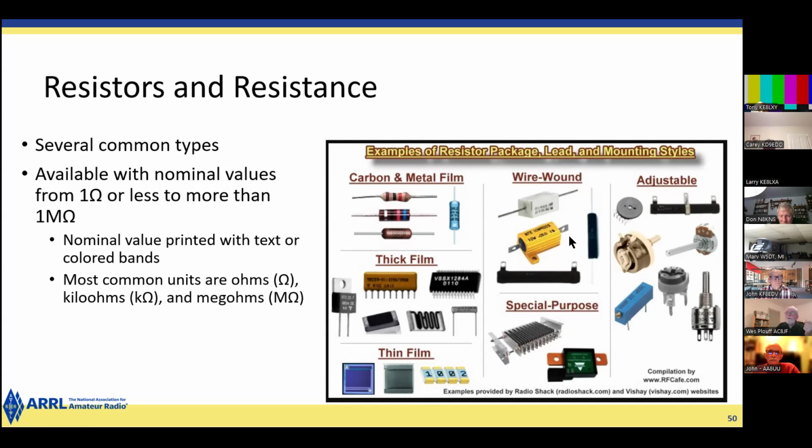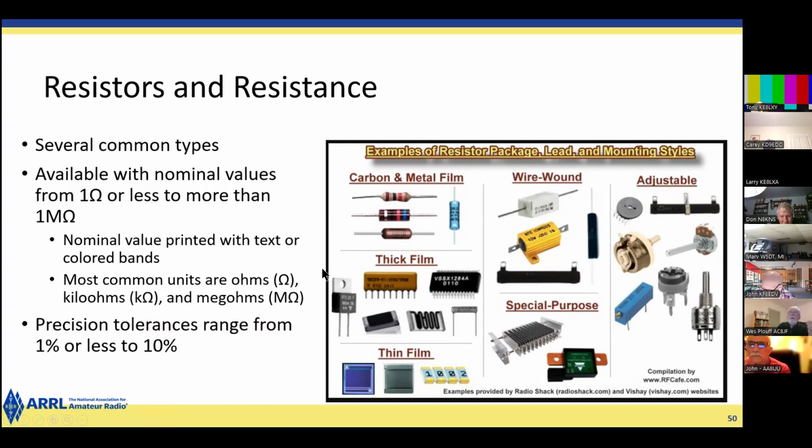All right, and then on the right you see variable resistors, and a variable resistor is sometimes called a potentiometer because it is sometimes used to adjust the voltage, or electric potential, that's applied at some point in a circuit.